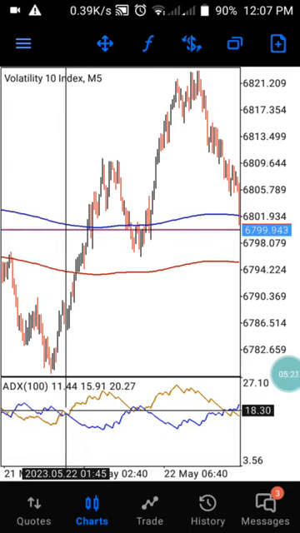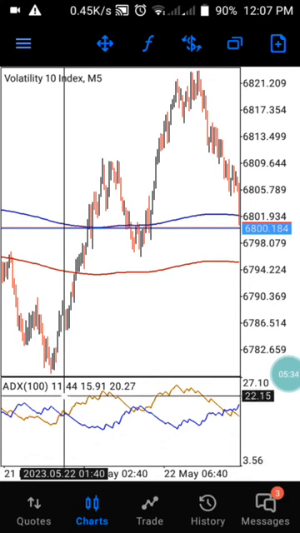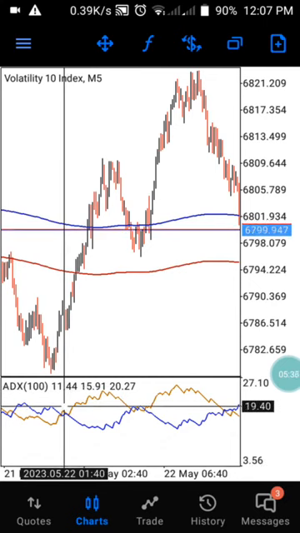This is not a boom and crash index. You see, the way boom and crash index really trade in the market is different. But when we come to volatility 10 in 5-minute time frames, you will always see that the price keeps moving on its trend. If it's on an uptrend, it will always keep on moving on the uptrend. And if it's on a downtrend, it's going to come on a downtrend.